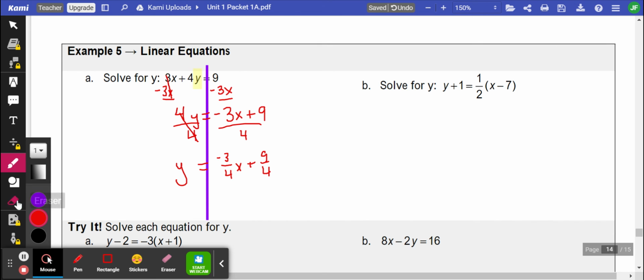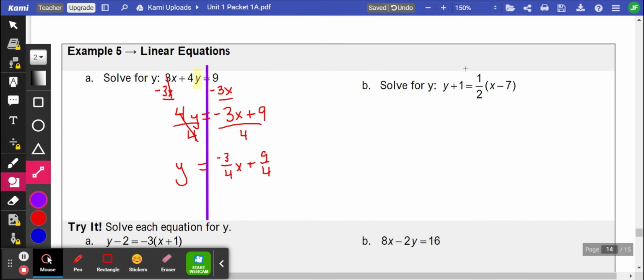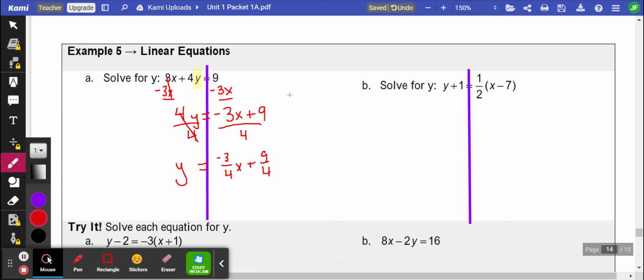Okay. For the second one, when we draw our line down, we're going to go ahead and distribute, because we need to eliminate parentheses first, and we're still solving for y. So I get 1/2 x, and then 1/2 of 7, we can write as 7/2, or if you divided it out, it's actually 3.5. So half of 7 is 3.5.